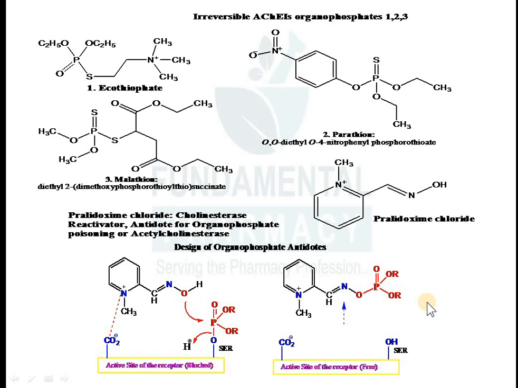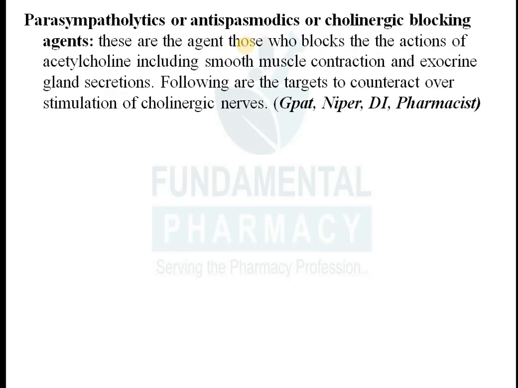Now, okay, what happens after giving this pralidoxime? So this pralidoxime gets here, okay, so it will replace this pesticide from the binding site, and that's why the enzyme will be active again. Okay, it will be active again, and that will metabolize the excessive acetylcholine.